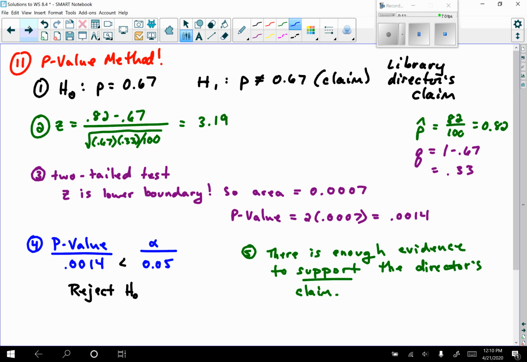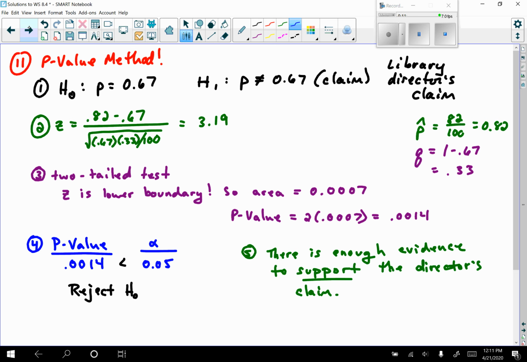All right, for 11, again, the p-value method. Here the claim happens to be the alternative hypothesis because that's the library director's claim. So again, just to go over the entire problem, for Americans using library services, the American Library Association claims that 67% borrow books. So that's their claim. A library director feels that this is not true. So the library director's claim is what we're looking at here, and that's the alternative. They think it's something other than the 67%.